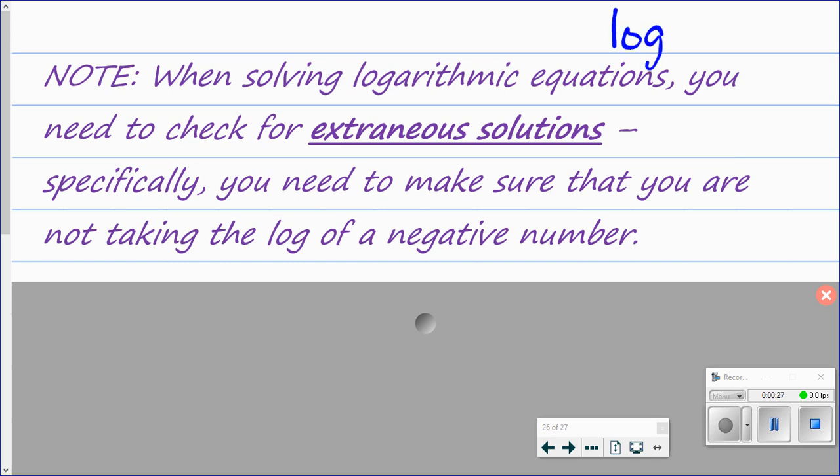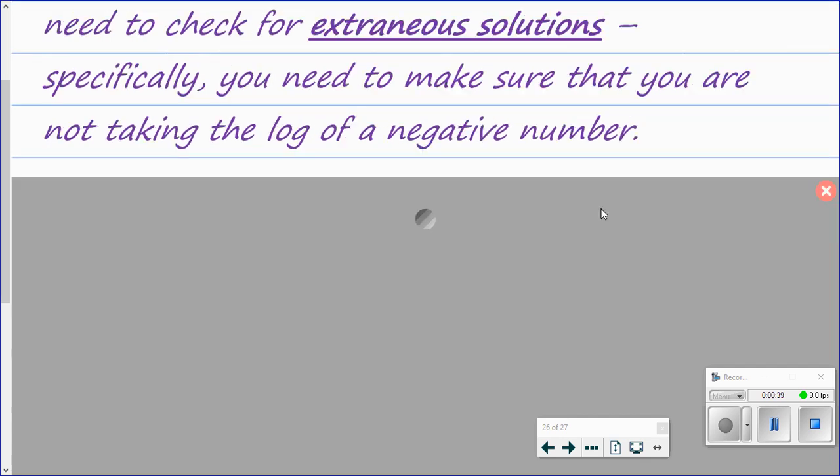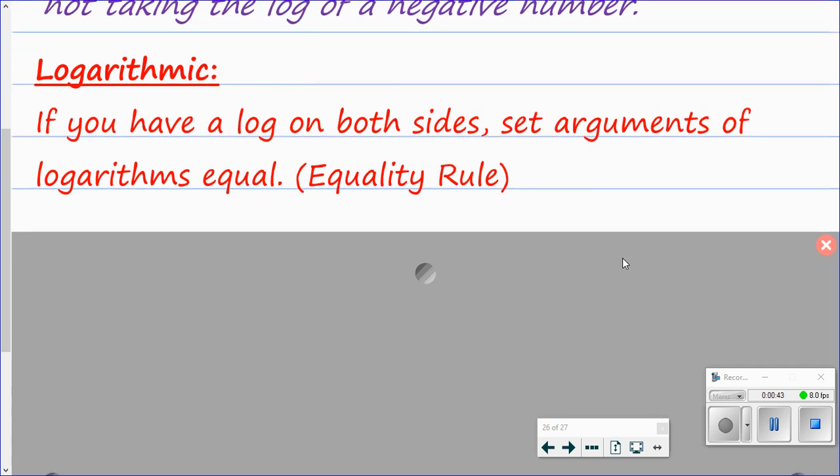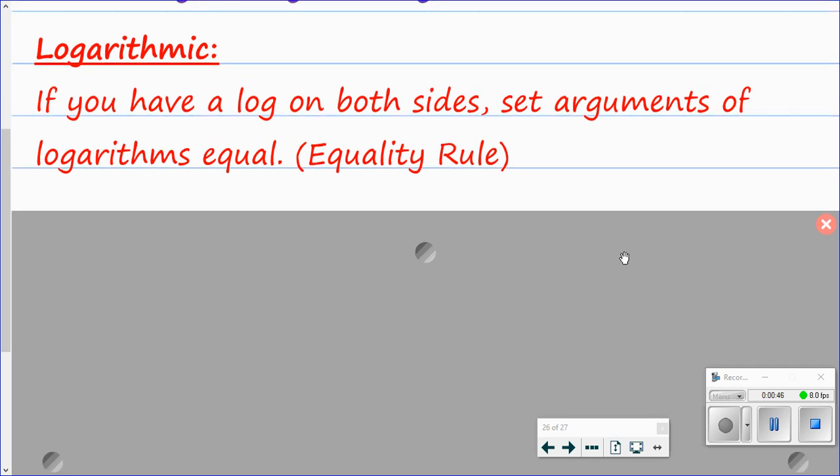In that log base b of x, that x has to be greater than, not or equal to, sorry, just greater than 0. So I can't take the logarithm if this part of it is negative. So I always need to check for that. And we're going to start with logarithmic equations where you have a log on both sides.